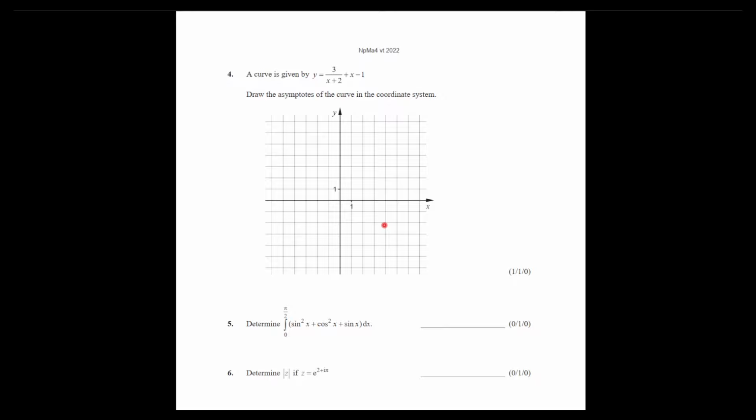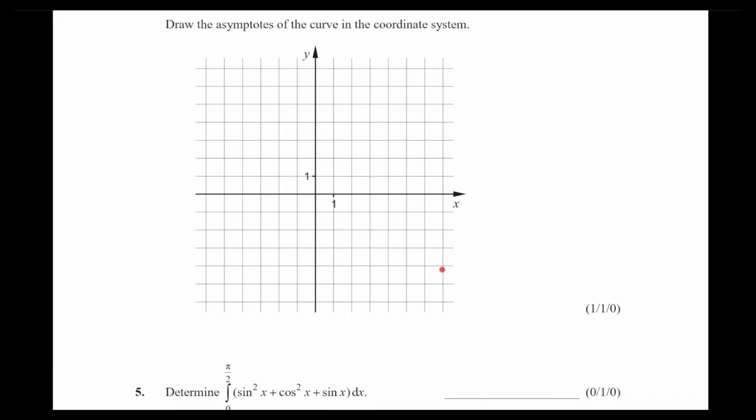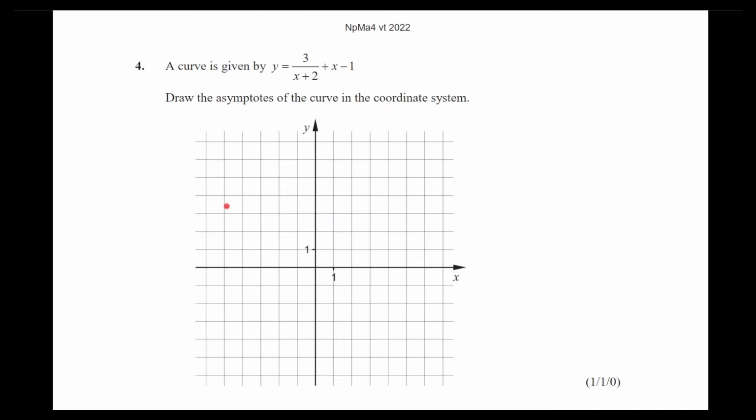It's a national exam question, the last one that is exposed, 2022. I don't know what happened in Sweden. They have exposed 2022. It should remain confidential for 10 years. And then there are 2 points for you there. So don't lose it. Because let me make the question bigger. A curve is given by this function. Draw the asymptotes of the curve in the coordinate system.